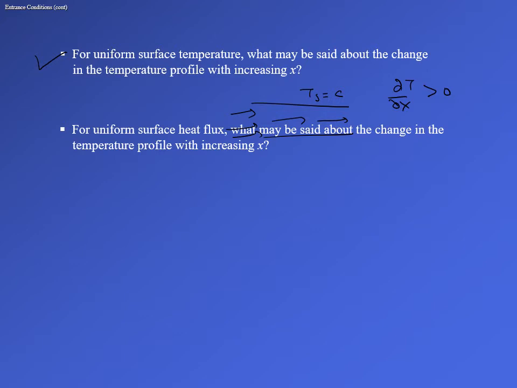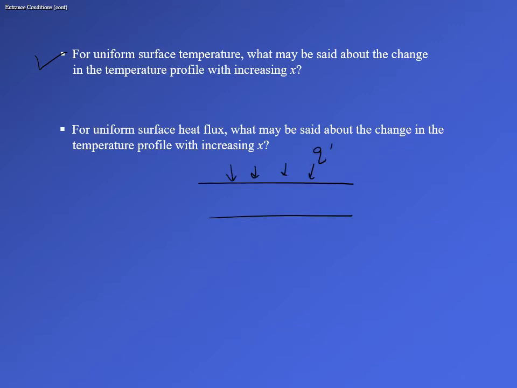Now, for a uniform surface heat flux, what may be said about the change in the temperature profile with increasing x? Again, if you are constantly providing heat, so if you have a fluid that flows through a pipe, in this case you are constantly supplying a flux. So if a fluid enters the pipe, as it goes along the pipe, it will get hotter and hotter because you are constantly heating it. So in this case, del T by del x will be positive because you are constantly providing a uniform flux.